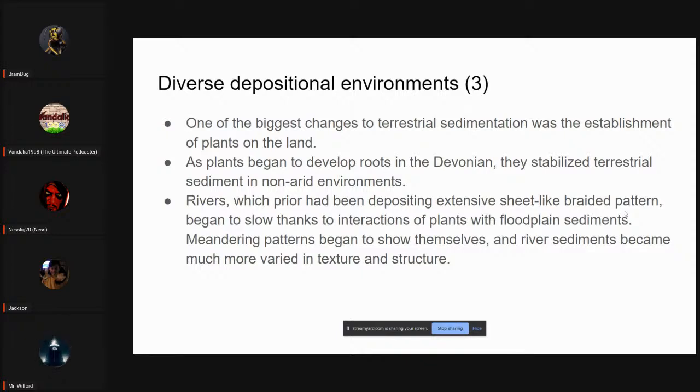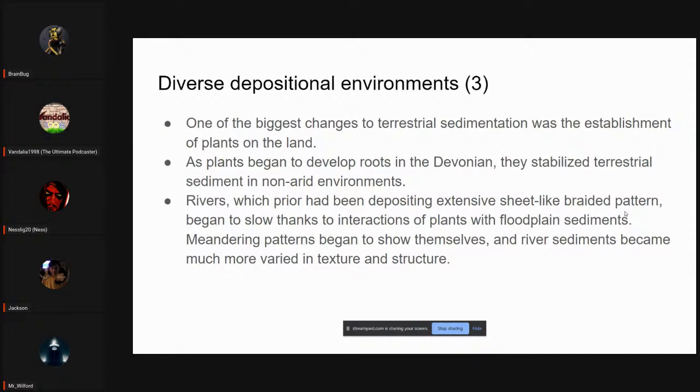And just a fun fact, this tracks throughout geologic time. When you have the Permian-Triassic extinction, meandering river sediments are almost entirely gone. You start seeing those braided patterns again because plants were killed off.